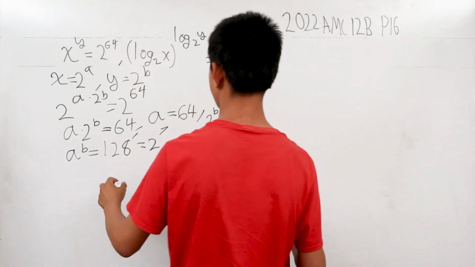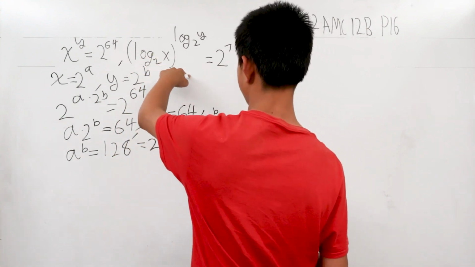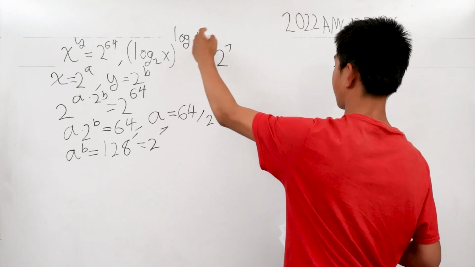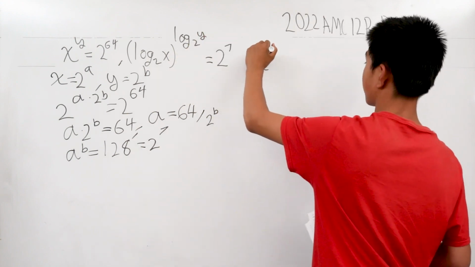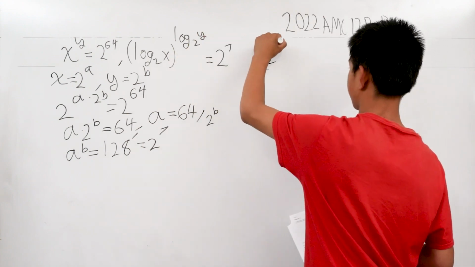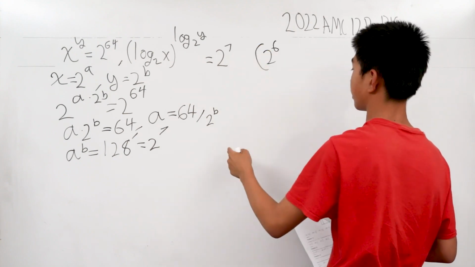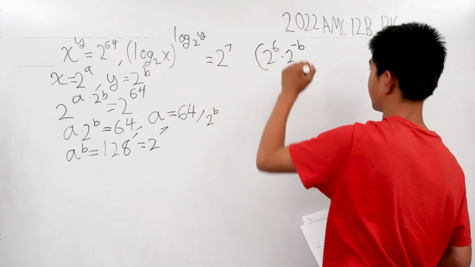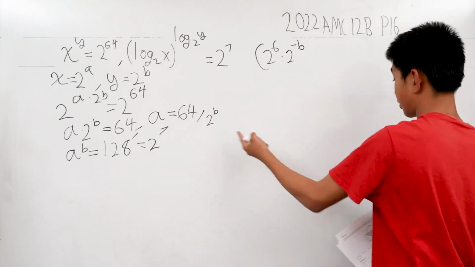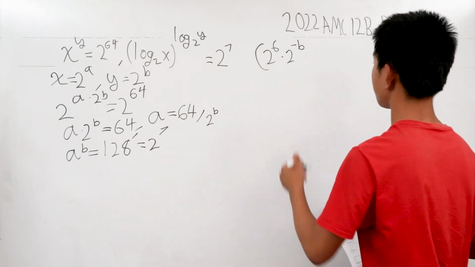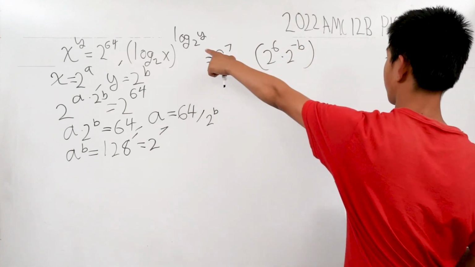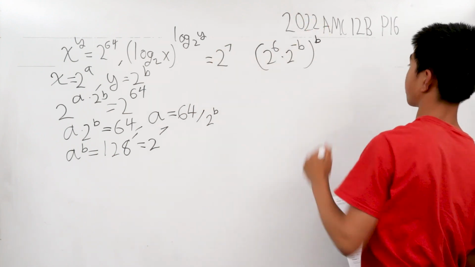So with this formula, we can simplify this part. Since it's a, this is 2 to the power of 6, that's 64, and this is simply times 2 to the power of negative b, because that's the same thing as dividing, and you have it to the power of log base 2 of y, which is simply b.